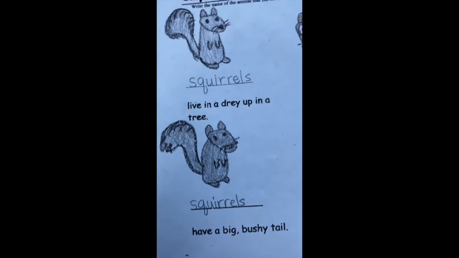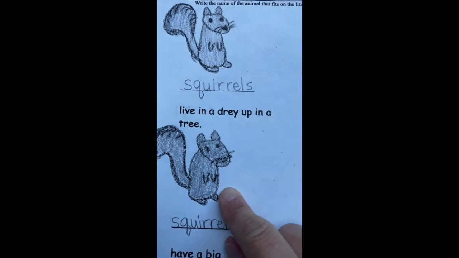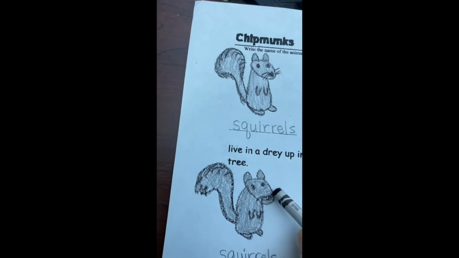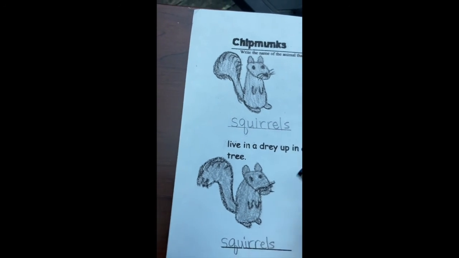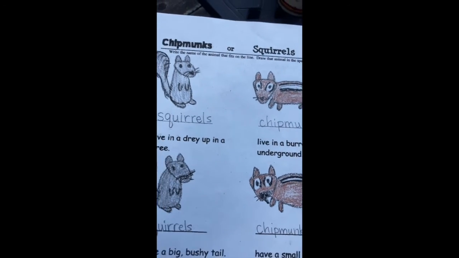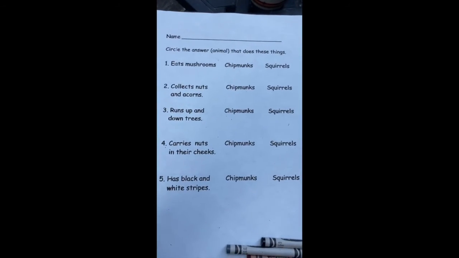All right, here are my other 2 illustrations. There's my squirrel. My crayon got a little funky, so now it looks like this one has a mustache instead of whiskers. And there's my other chipmunk. All right, that side is done. Now you're going to take your paper and flip it over, and we are going to answer these questions. So now you're going to put your crayons away and get a pencil.